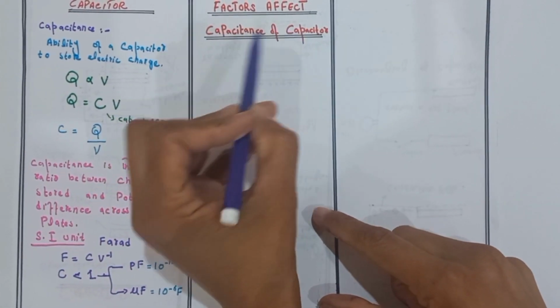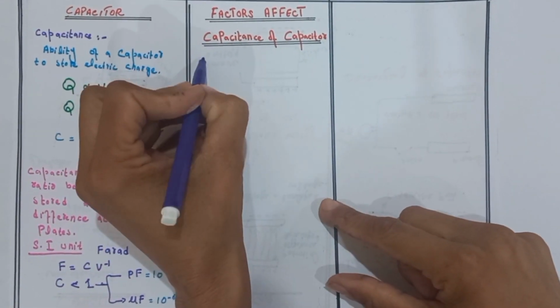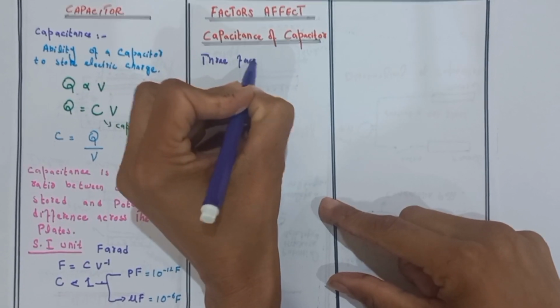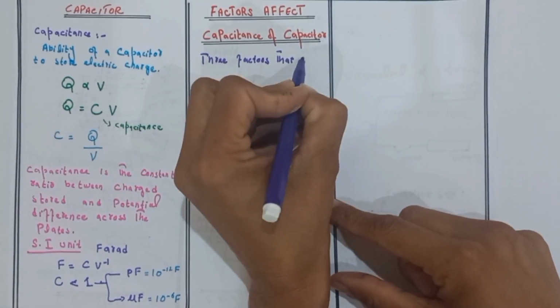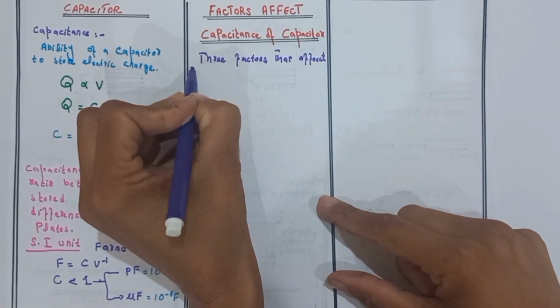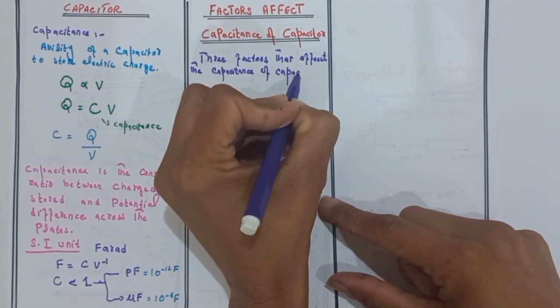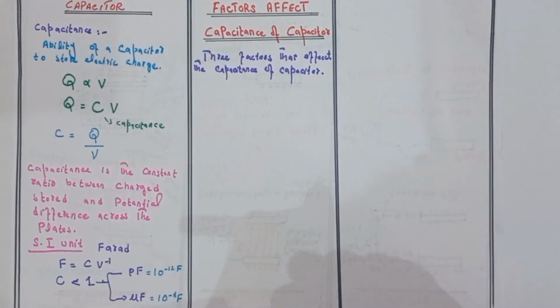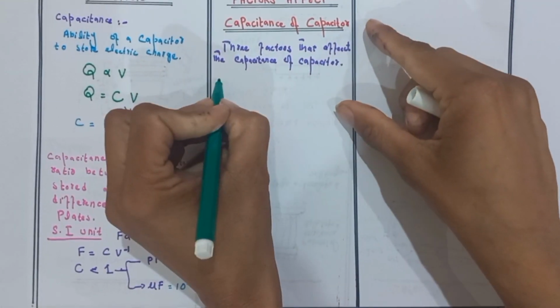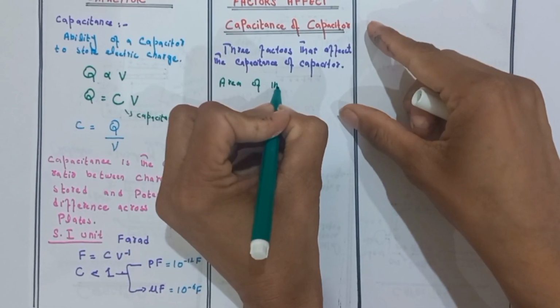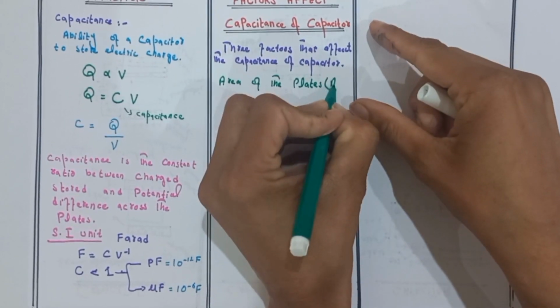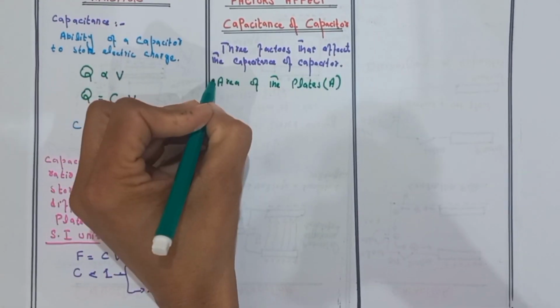So let us see the factors that affect the capacitance of the capacitor. There are three factors that affect the capacitance of a capacitor. The first factor is the area of the plates, denoted by A.